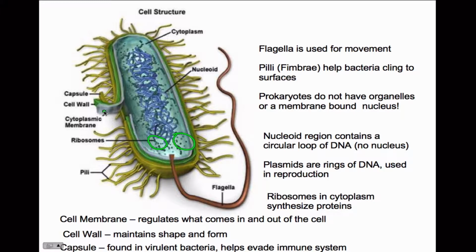So it has the cell membrane, but it also has a cell wall, okay? Not necessarily the same kind of cell wall like plants have, but it does have the cell wall, and that helps it maintain the shape and the form of the cell. And then what we also see is a capsule. So it has another layer around it, and that capsule is really important to bacteria that make us sick, because the capsule is what helps it evade our immune system.